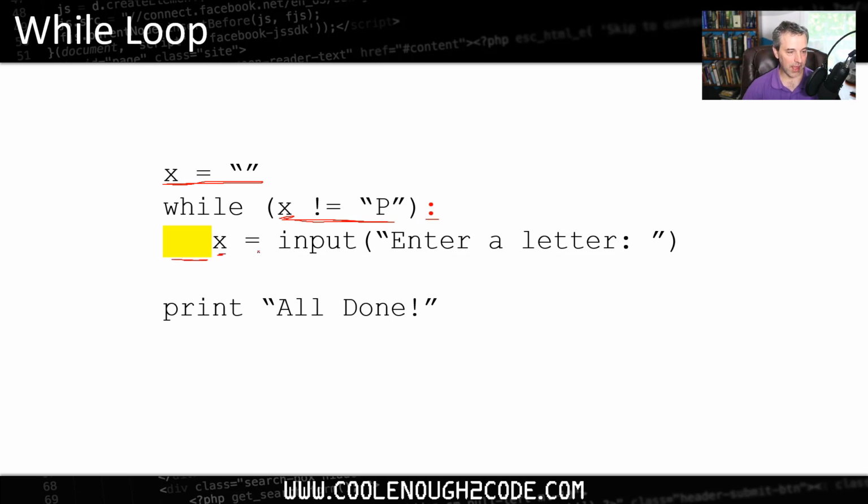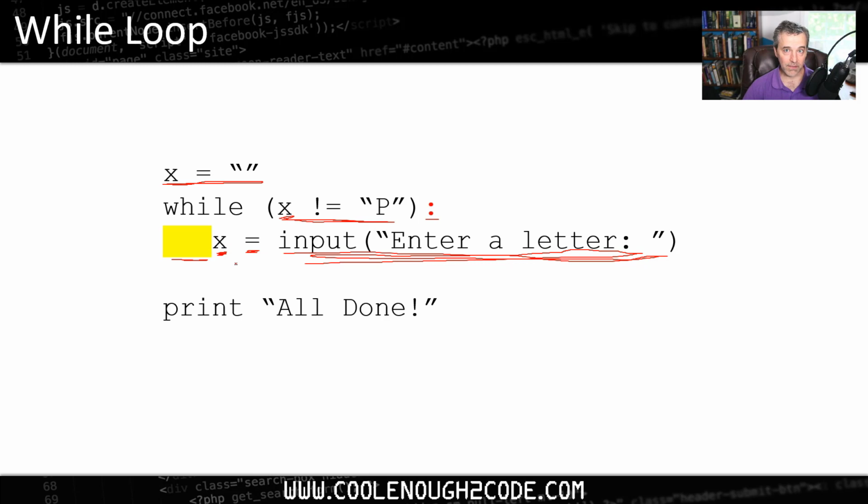And X is then going to be reassigned to something that I input from the keyboard. So I'm asking the user for some user input. That could be a letter. I'm asking for a letter, but in reality, it could be any string. It could be an emoji. It could be A, B, C. It could be some kind of character from another language. It doesn't really matter. And it's going to assign that value to X.